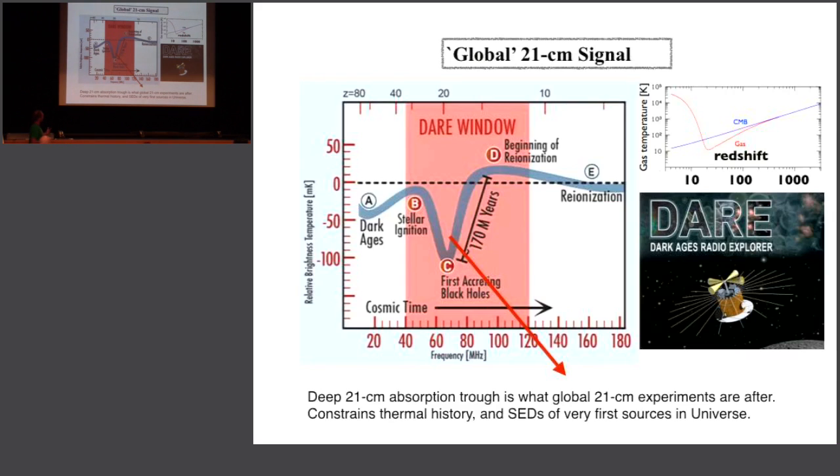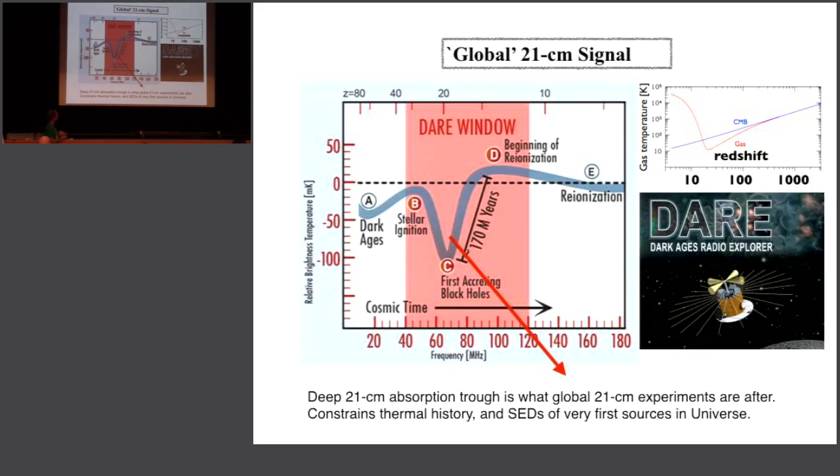And it is then thought that at some point heating kicks in, right? When the first stars exploded, formed black holes, etc. The black holes started accreting, emitting X-rays. These X-rays started heating and driving the gas temperature back up until you cross the CMB temperature, at which point you see nothing, right? There's no signal. And then you see the hydrogen in emission.